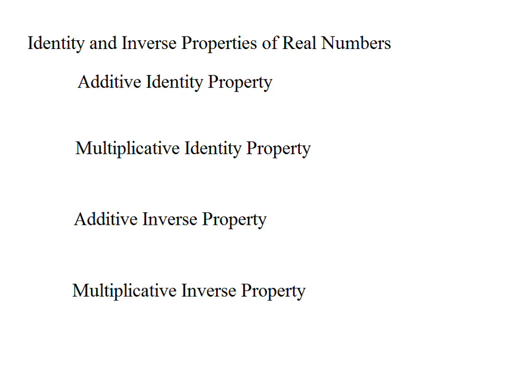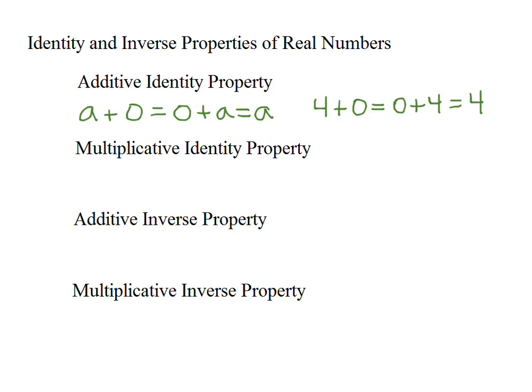Okay, so now we have identities and inverses of real numbers. The additive identity property for addition is a plus 0 is the same thing as 0 plus a, which is just a. So you can always add 0, and you get your original number, like 4 plus 0 is 4.